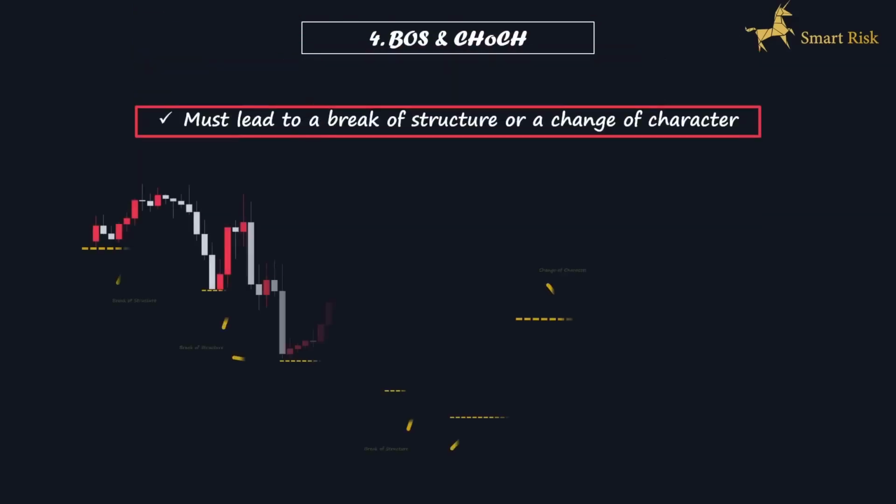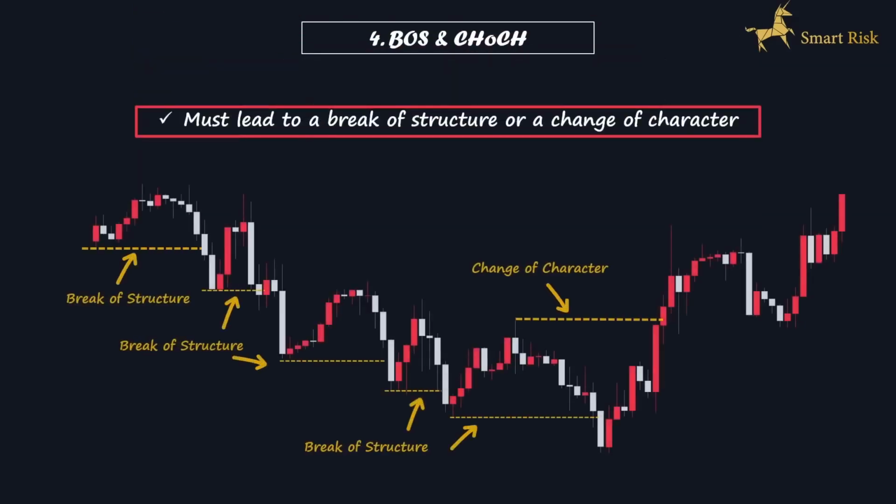Rule number 4. It emphasizes that a high-quality order block must lead to a break of structure or a change of character in the market. Break of structure and change of character are essential signals that indicate whether the market will continue in its initial direction or will experience a reversal.